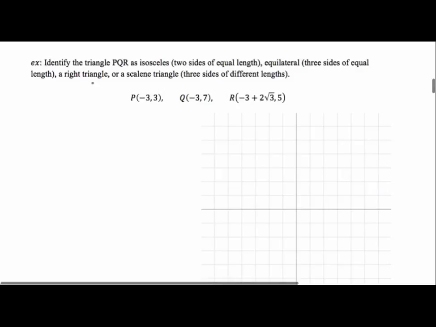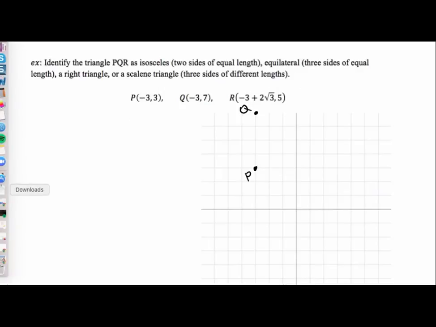So let's plot them first, too, just so we have a picture. So P is -3, 3. Q is -3, 7. Okay, that one's kind of easy. And R is -3 plus 2 root 3, comma 5. So I don't know what that is. We need to get an approximation for that.